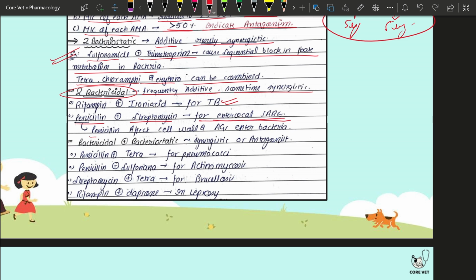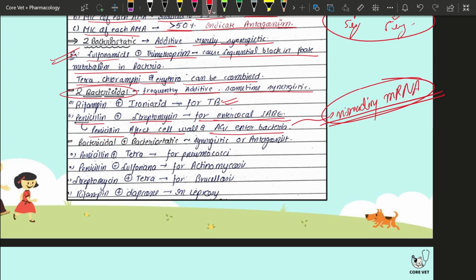Now the penicillin affects the cell wall synthesis and the aminoglycoside enters the bacteria, right? What does the aminoglycoside do? It causes the misreading of mRNA. I had told you earlier also, it causes the misreading of mRNA. So the penicillin is inhibiting the cell wall synthesis, while the aminoglycoside is going to just misread the mRNA, that is going to stop the protein synthesis, right?